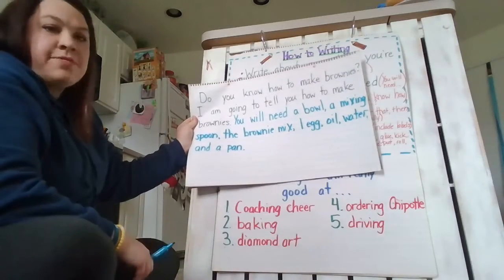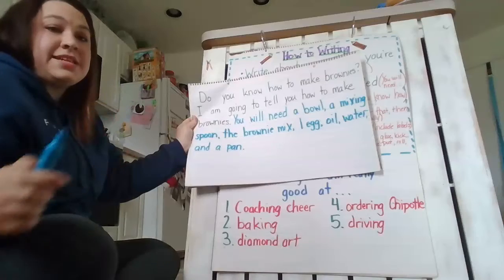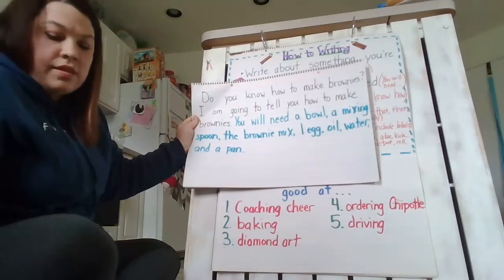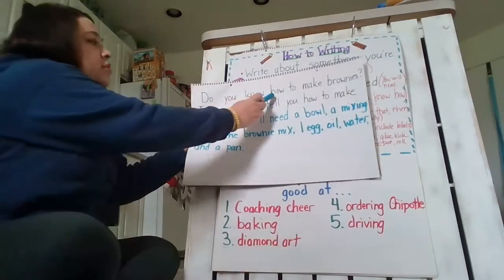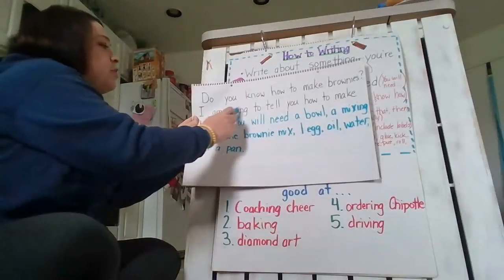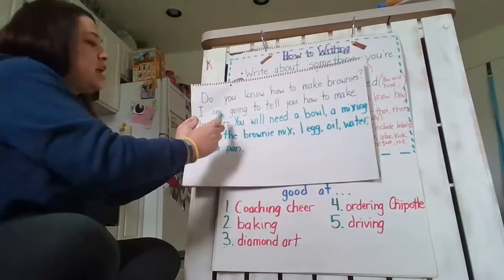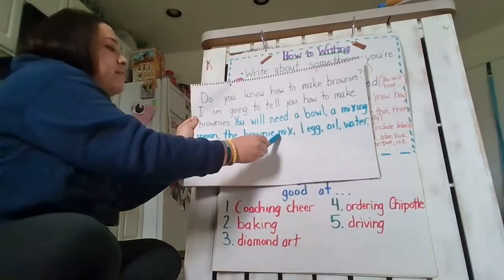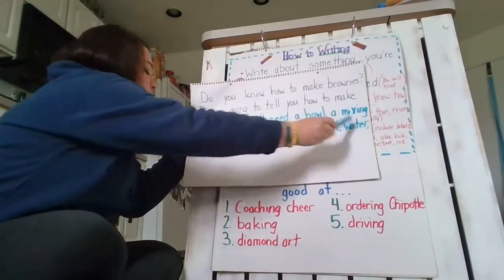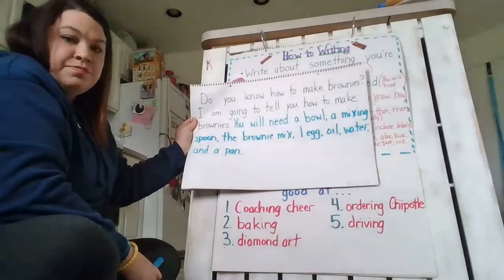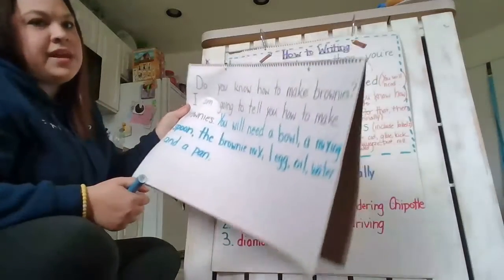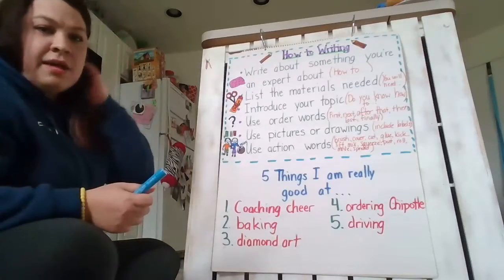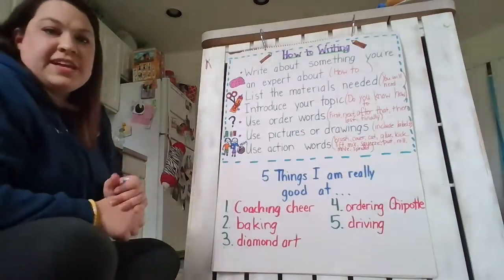So let me read what we've got so far because we're introducing our topic today and we're making a list of the things that we're going to need. So it says, do you know how to make brownies? I am going to tell you how to make brownies. You will need a bowl, a mixing spoon, the brownie mix, 1 egg, oil, water, and a pan. Okay, you could list some other things like we needed an oven and an oven mitt, but that's something a little extra if you want.